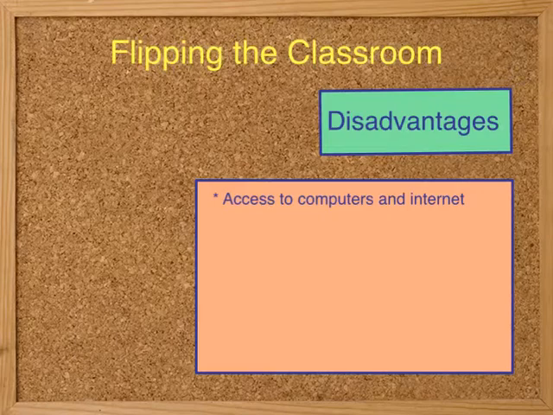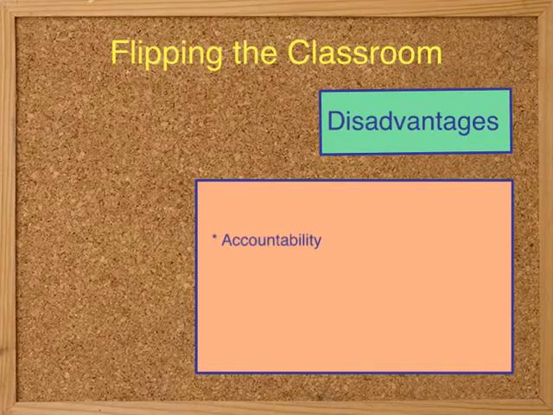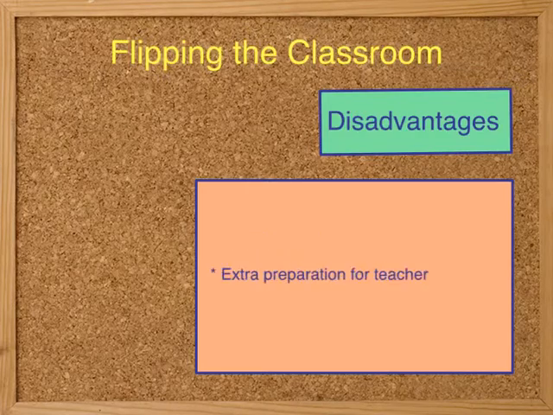Some workarounds include issuing an iPad or an iPod to a student, putting it onto a DVD so that they can watch it on a DVD, and things like that. Another disadvantage is the accountability piece. If they're watching a video at home, how do we know for sure that they're doing it? Well, I'll deal with that a little bit later in this video and explain how that is handled.